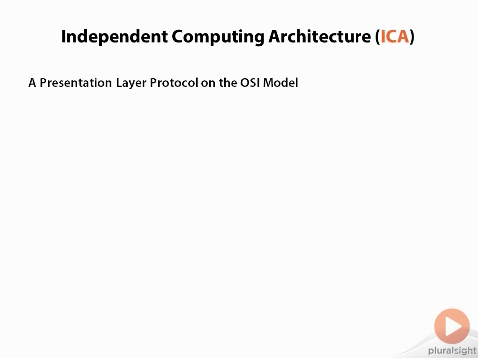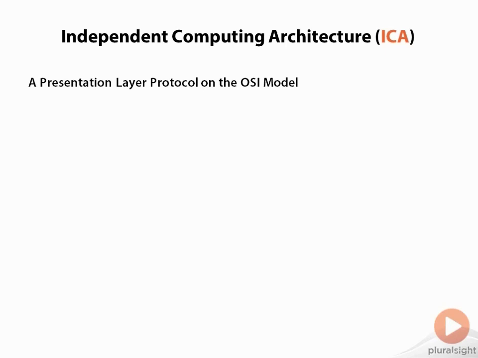So for starters, the Independent Computing Architecture protocol is a presentation layer protocol on the OSI model. Now, this is basic networking at this point, right? But it's important to understand this because, well, for starters, this might be a question on the exam. But for other reasons as well, you notice that it is a presentation layer protocol on the OSI model.